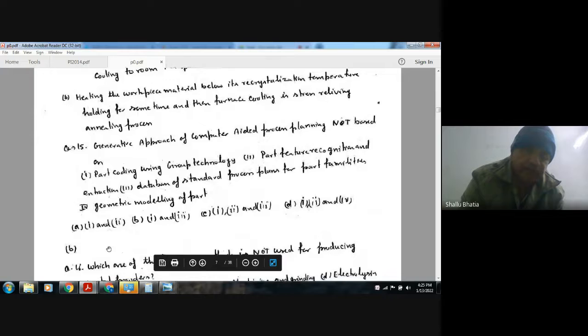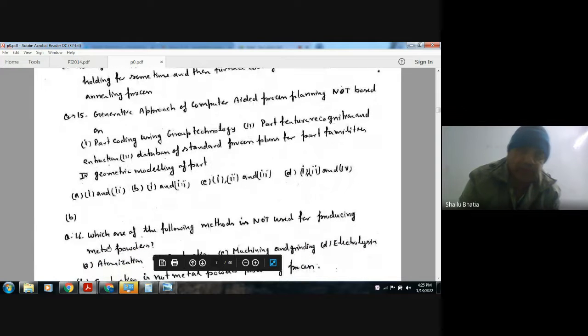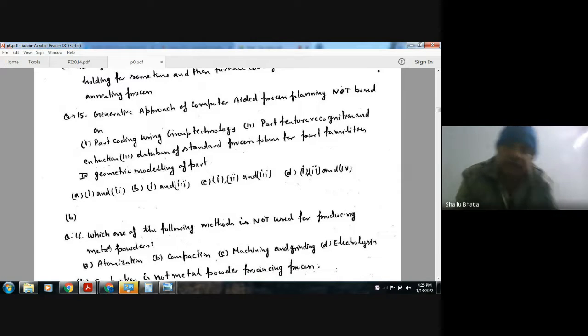Next, the generative approach of computer aided process planning is not based on which option? A, part coding using group technology; B, part feature recognition and abstraction; C, database and standard process plans for part families; and D, geometric modeling of parts. So the answer is that it doesn't involve 1 and 3: part coding using group technology and the database of standard process plans of part families.